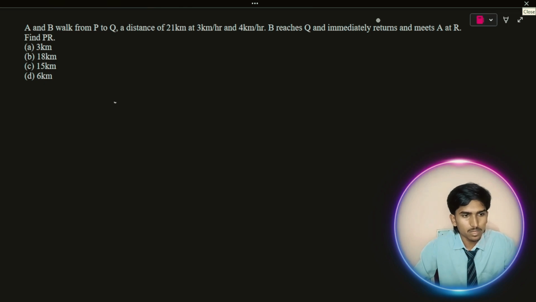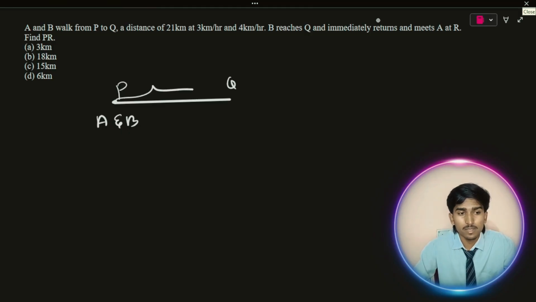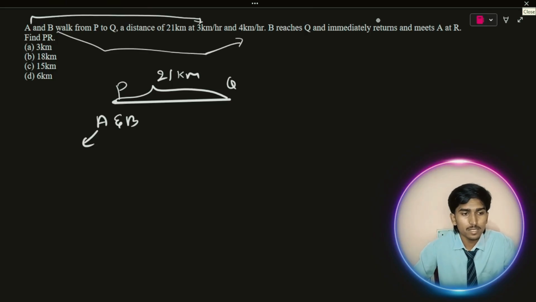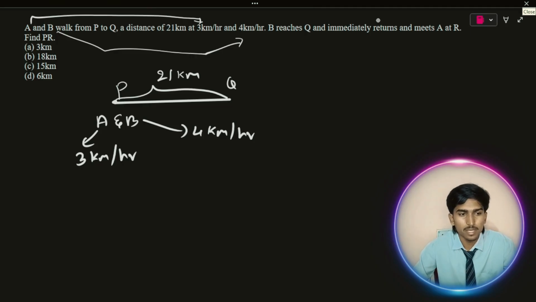See, let's take this as P and this as Q, and A and B both are moving from here. The distance is 21 kilometers, which is already given. A is moving at 3 km per hour and B is moving at 4 km per hour. B reaches Q and immediately returns and meets A at R.